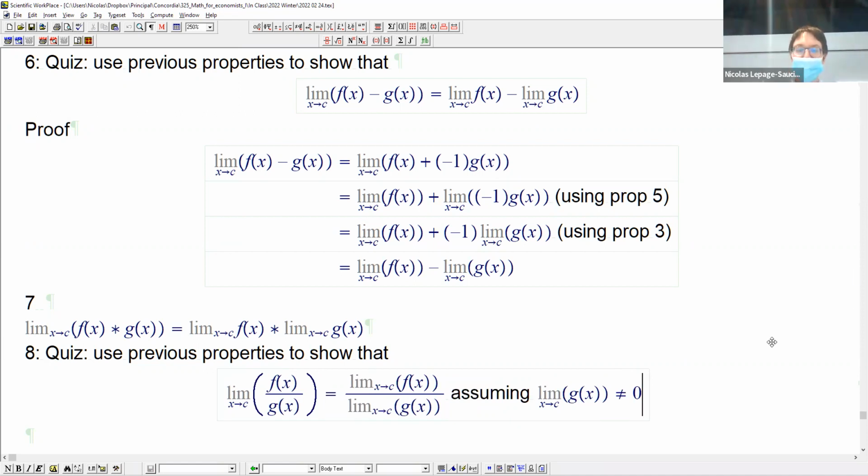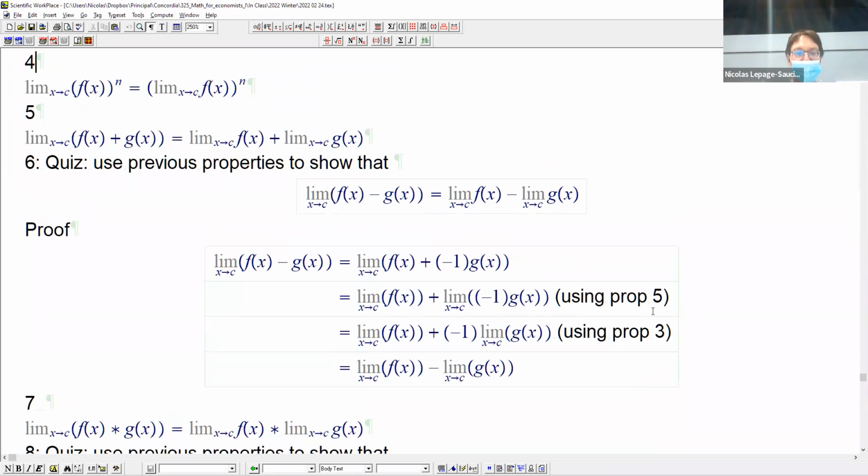So maybe if you didn't write it down, put this in your memory. The question is how you would find the limit of a quotient using prior properties. The prior properties are these ones, on this screen. Think about it for 5 or 10 seconds, then I'll just write it.